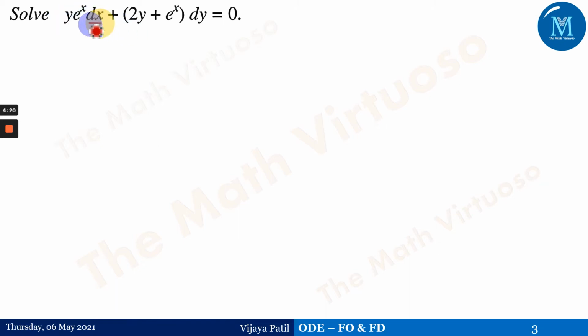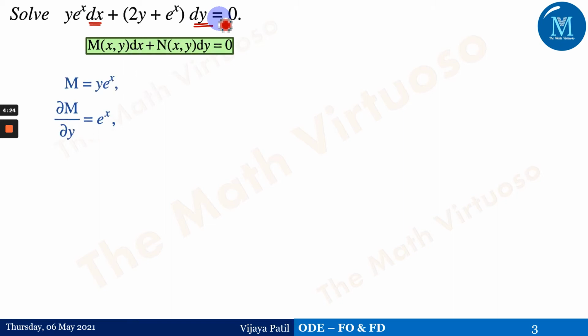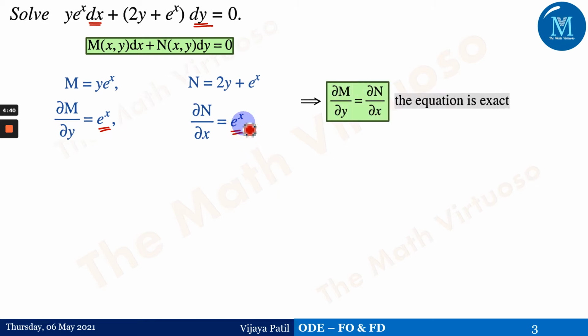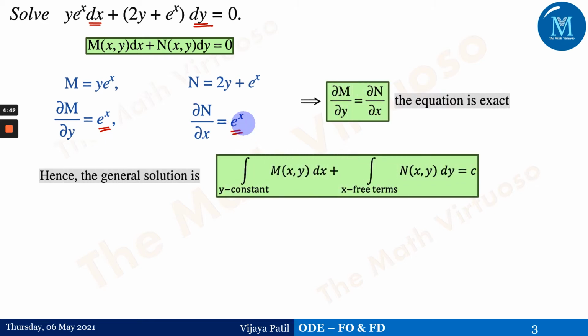If you observe here, the coefficient of dx and the coefficient of dy will give us M and N. M is y to the power x, ∂M/∂y is e to the power x. Similarly, N is 2y + e to the power x, and ∂N/∂x is e to the power x. If you observe both of them, they are equal. If this is equal, then it is an exact equation, and therefore the general solution will give us like this.